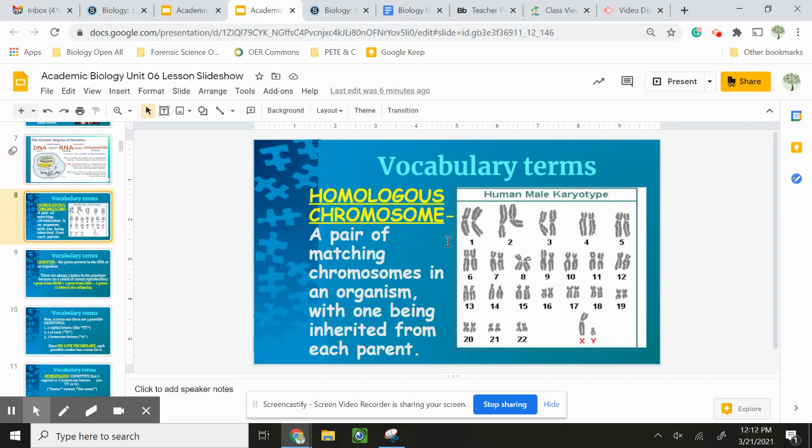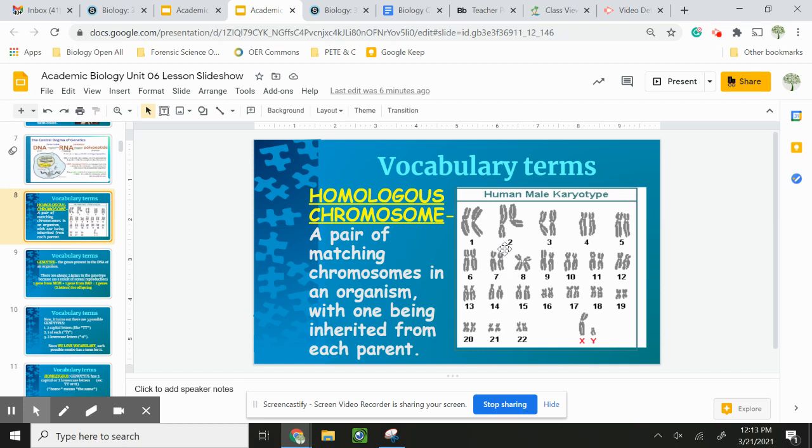More vocab. Homologous chromosomes. Homologous, remember the prefix? Homo means same. So they are a pair of matching chromosomes, one from each parent. So this is chromosome spot number 1 on a table called a karyotype. I'll come back to that in 1 minute. In spot number 1, you have one of each chromosome, one from mom, one from dad. These are the same chromosomes, but one came from mom and one came from dad.